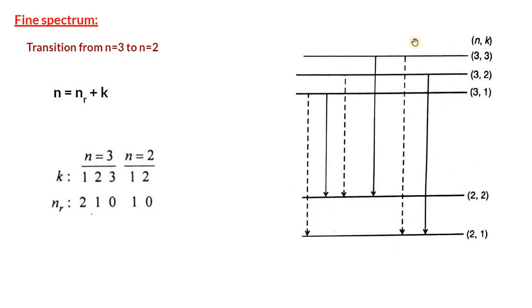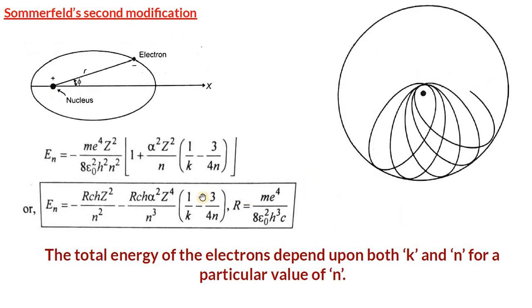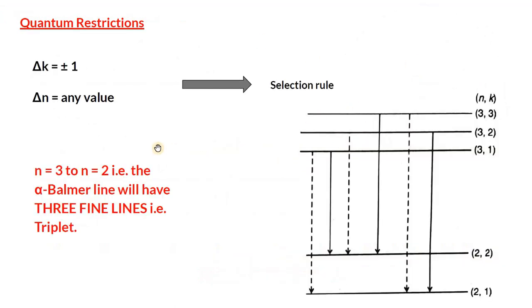So these energy levels are based upon n and k values. That means energy levels are both n and k dependent. That's why you are getting a lot of fine spectrum, a lot of transitions, and hence a lot of fine spectrum. So the total energy of the electrons depends upon both k and n value for a particular value of n. And this is what the distance is changing continuously. So this is what I have shown in this picture, nothing else.